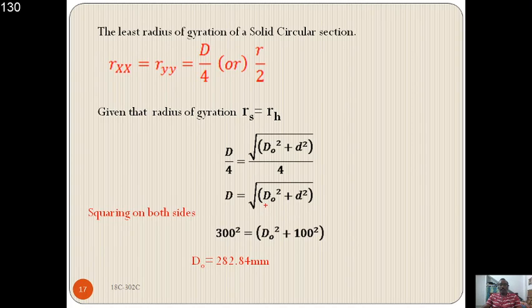Substitute the values to obtain the D naught value. D is already given as 300, that is the solid circular diameter, whereas the inner diameter of the circular section is 100. Substitute that.